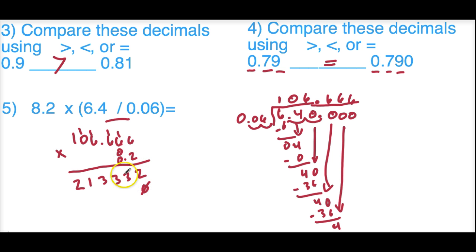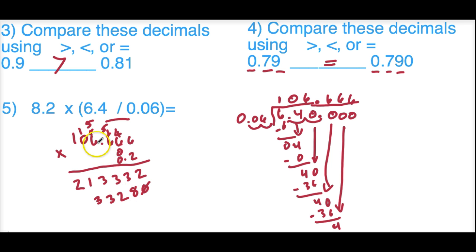So my next one is 8 times 6 is 48. I think I made a mistake. Let me take a second. 8 times 6 is 48. 49, 50, 51, 52. 8 times 6 is 48 plus. Okay, I'm good to go.